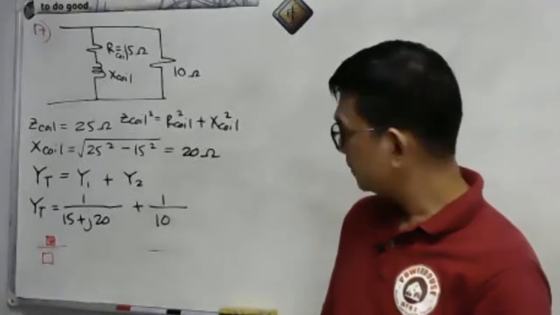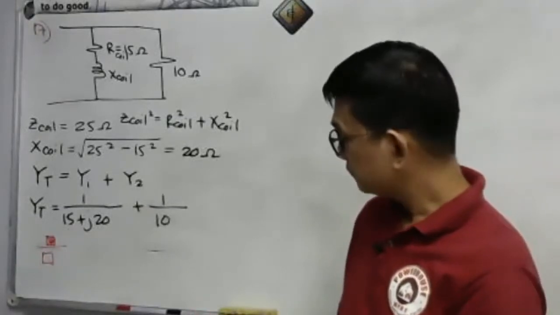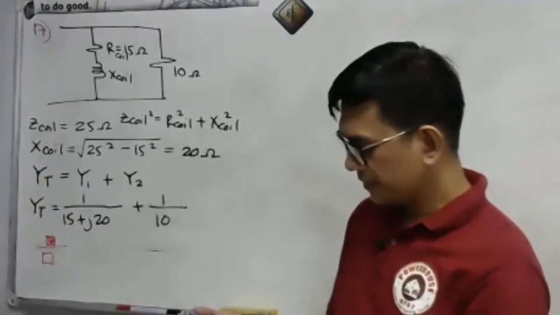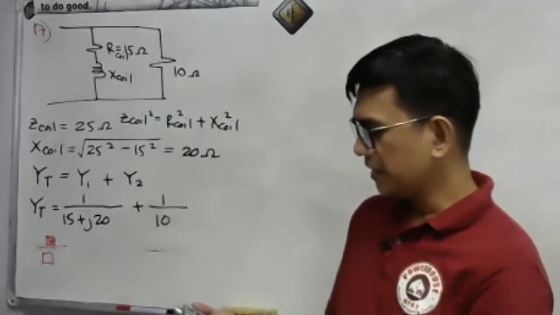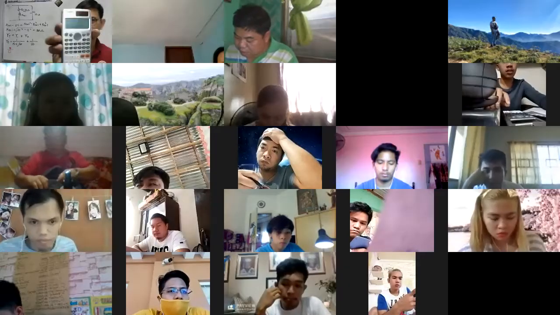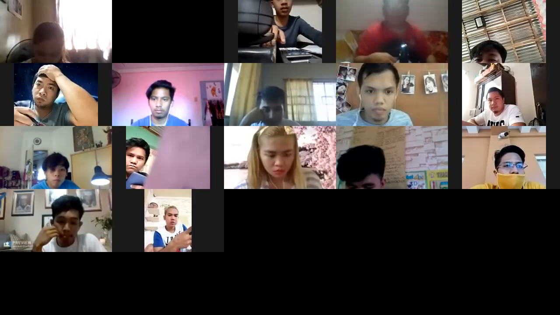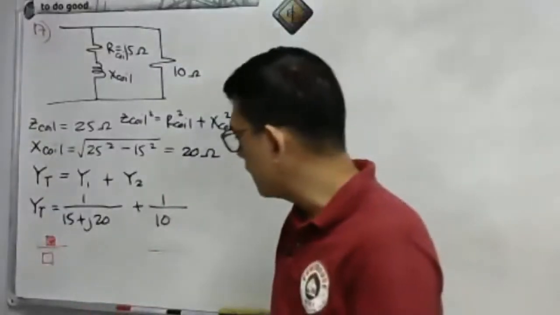1 over 15 plus j20, di ba? So, plus 1 over 10. Pag inequals mo lang yan, lalabas syntax error. Tama ba? Kita nyo, syntax error yung calculator. Pag dinerecho nyo lang.